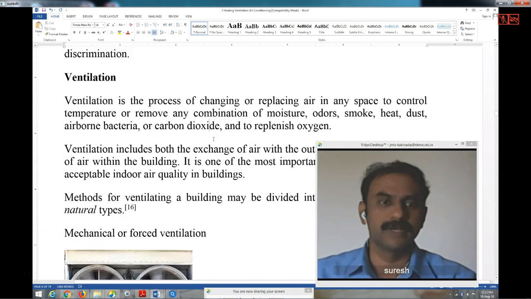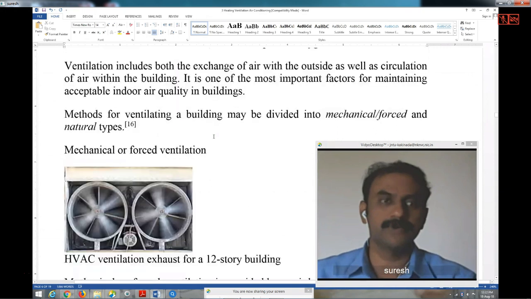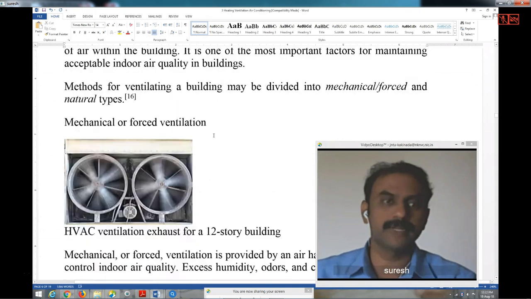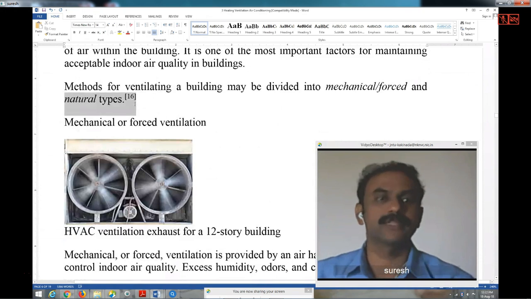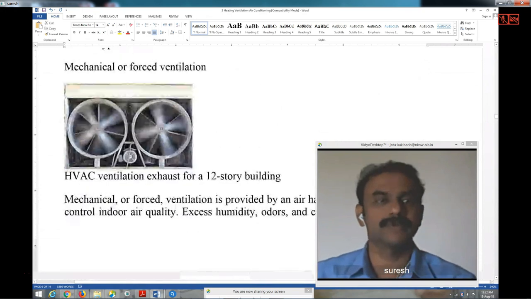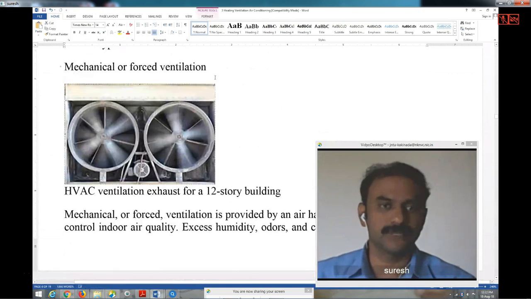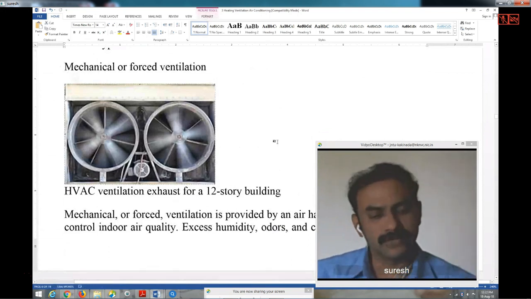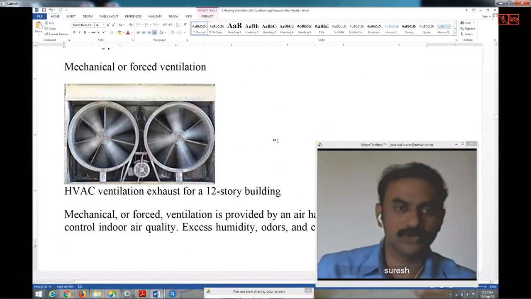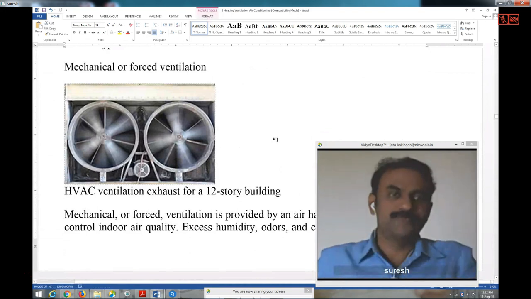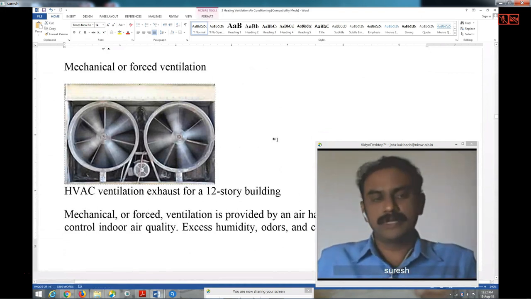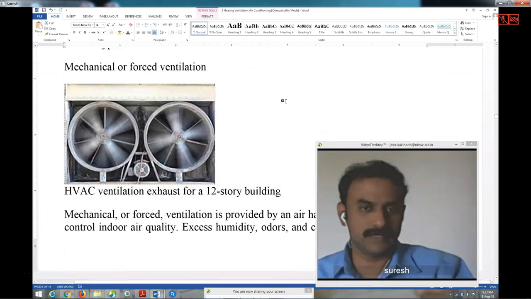Now, how is ventilation provided? Just now we have seen that it is mechanical or forced ventilation, or natural ventilation. So this is the figure where it is provided with ventilation. So mechanical or forced ventilation: the fans which are revolving. So these are the fans which are revolving, so that with a certain amount of force we are trying to take the hot air from the room, and that is forcibly sent out to the atmosphere.